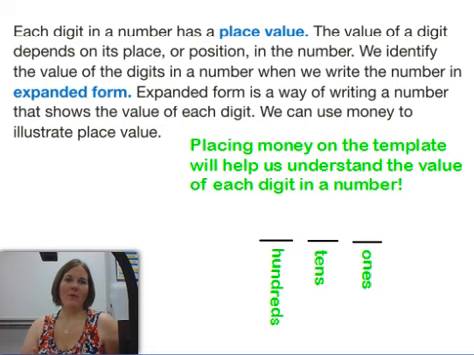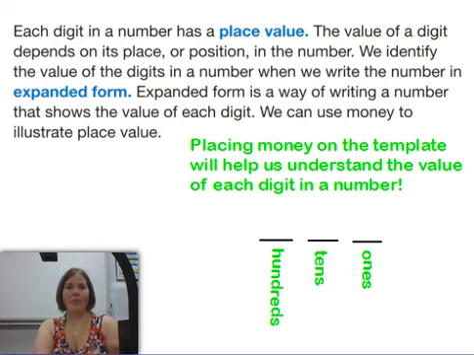So you need to remember that each digit in a number has a certain place value. The value of the digit depends on where it is, or its place or position in the number. We identify the value of digits in a number when we write them in expanded form.